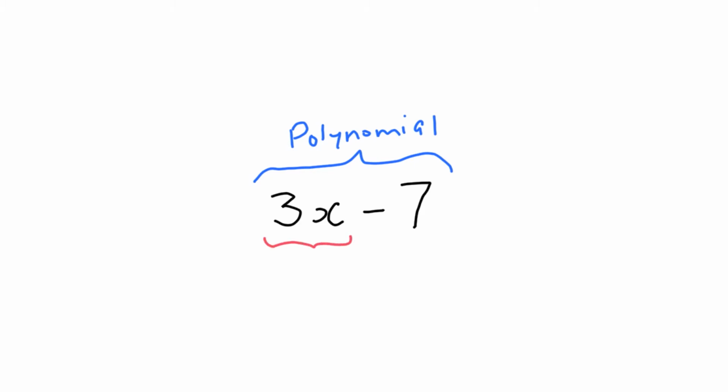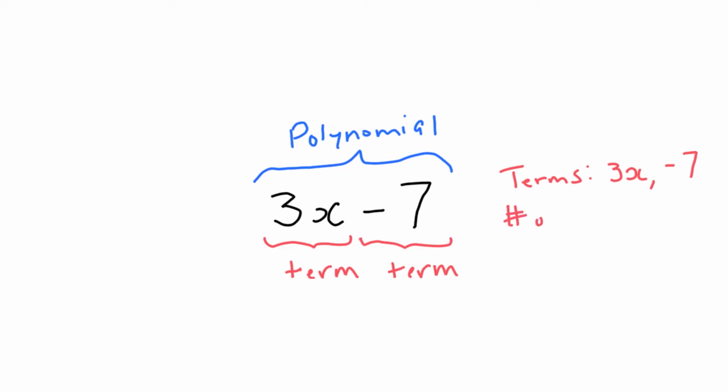Well, here is one group, and that is a term. There's actually a second term in this polynomial, the -7. That is also a term. So the terms in this case are 3x and -7. That subtraction sign will always go with the number that follows it. Now, how many terms are there? The number of terms is 2.